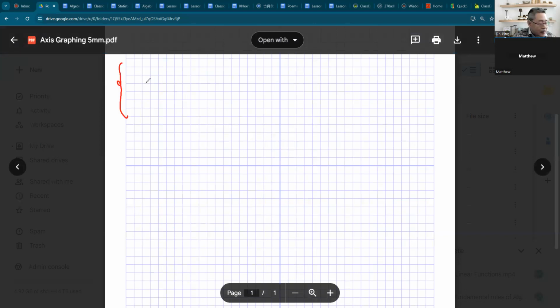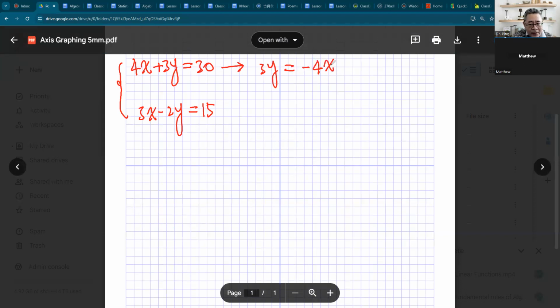We got 4x plus 3y equals 30, and 3x minus 2y equals 15. Okay, so I'm going to change it in a way that it's easier for us. So I'm going to change this one to 3y equals negative 4x plus 30.